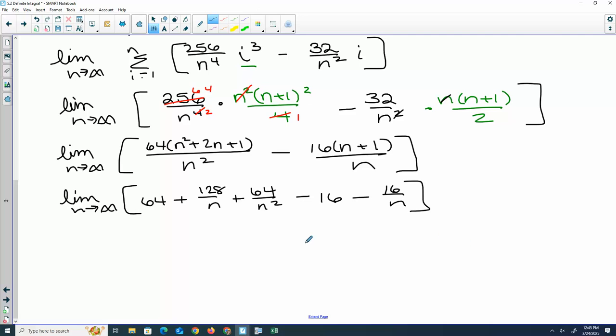Now what do we do? So anything with an n on the bottom would turn into 0. So I'm just left with 64 minus 16. So the value of my integral is 48. Or the area under that curve from 0 to 4 turns out to be 48. So it's just the same thing that we did, except we just took the notation and put it into our summation. Different notation.